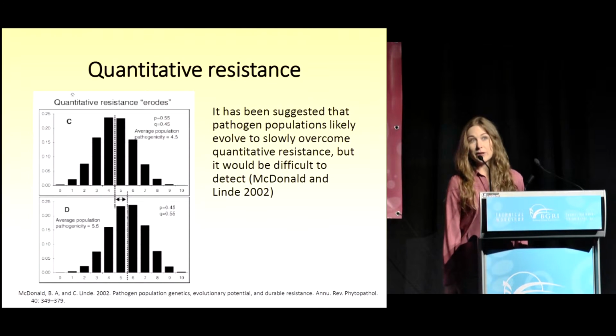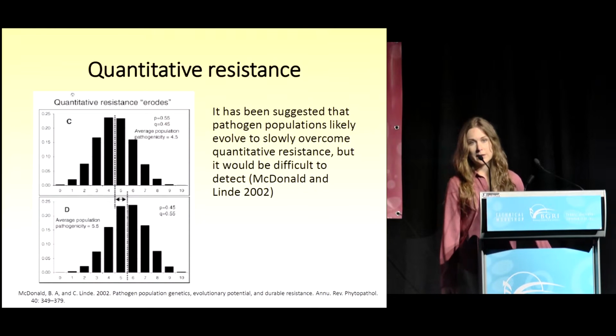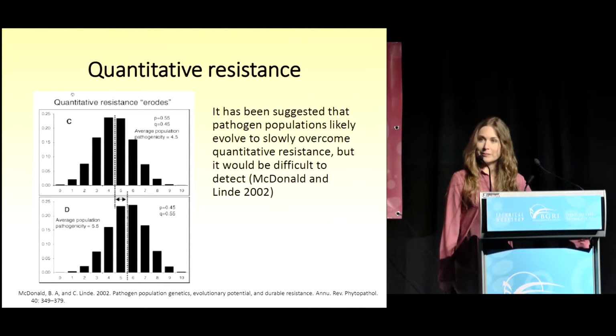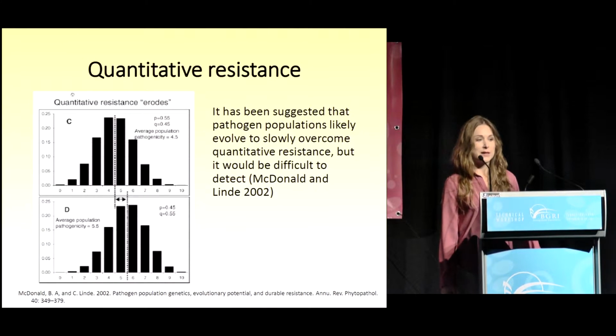So in theory, it's been suggested that pathogen populations can evolve to slowly overcome quantitative resistance. However, this would be a slow process and not a boom and bust type of process, and it would be difficult to detect. So yes, no resistance can last forever, but this type of resistance can hopefully remain more effective for a longer period and avoid that boom and bust.